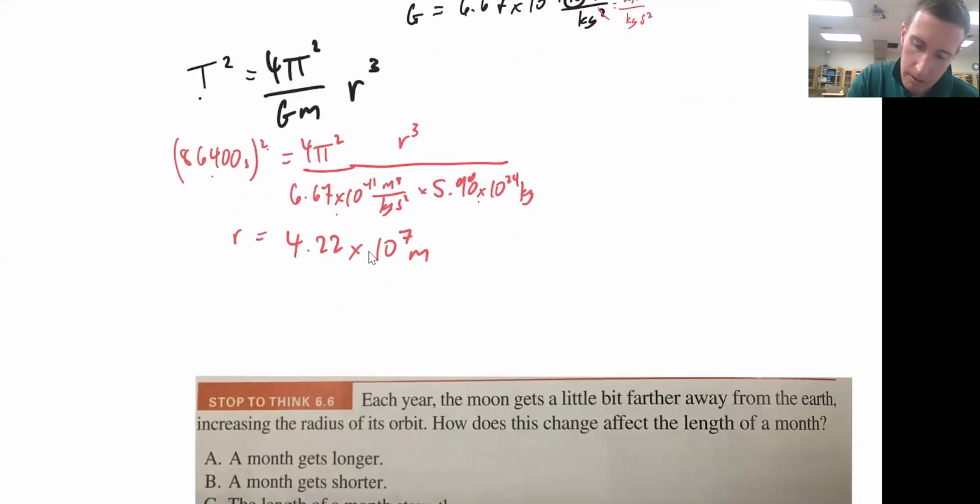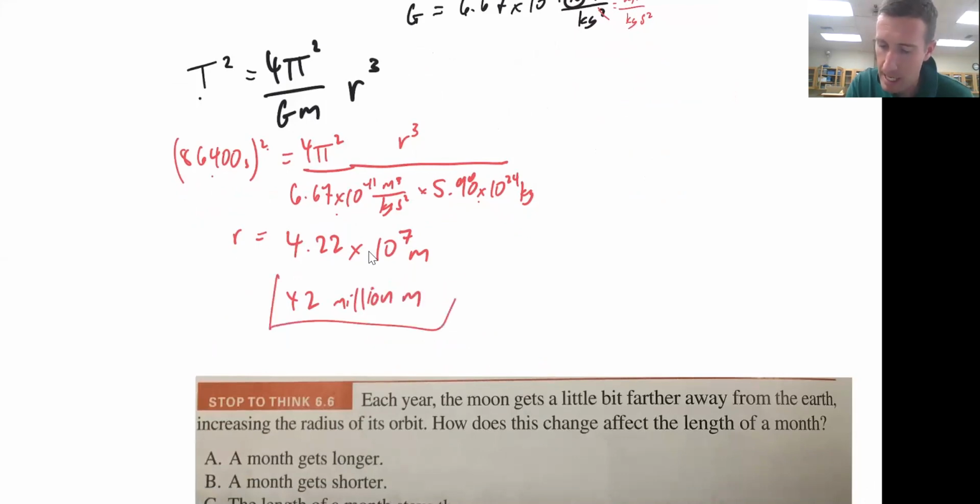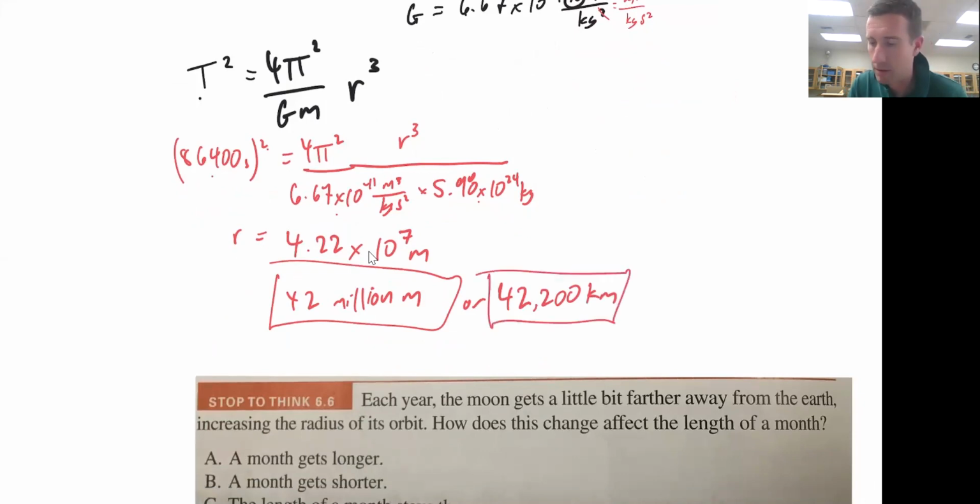That would be equivalent to 42 million meters up in the sky, or since there's 1,000 meters in a kilometer, 42,000 kilometers up, minus the radius of the Earth. So take that away. All right, I think that puts us in pretty nice shape.